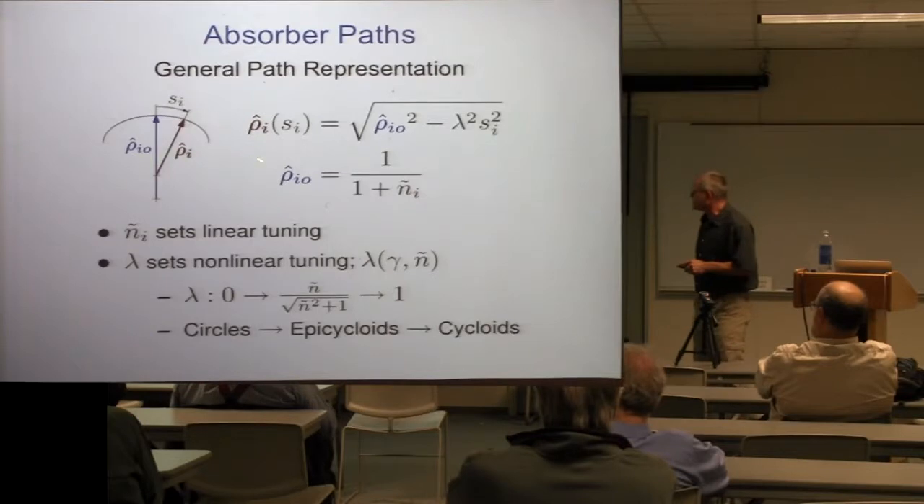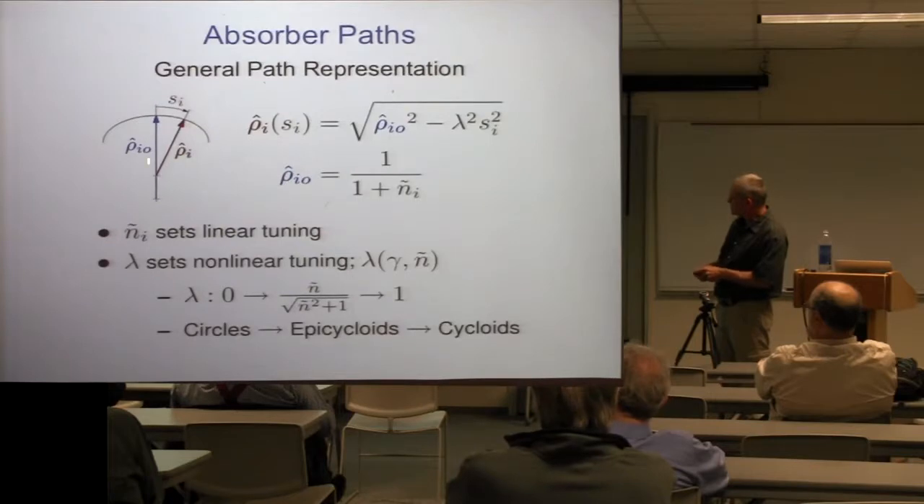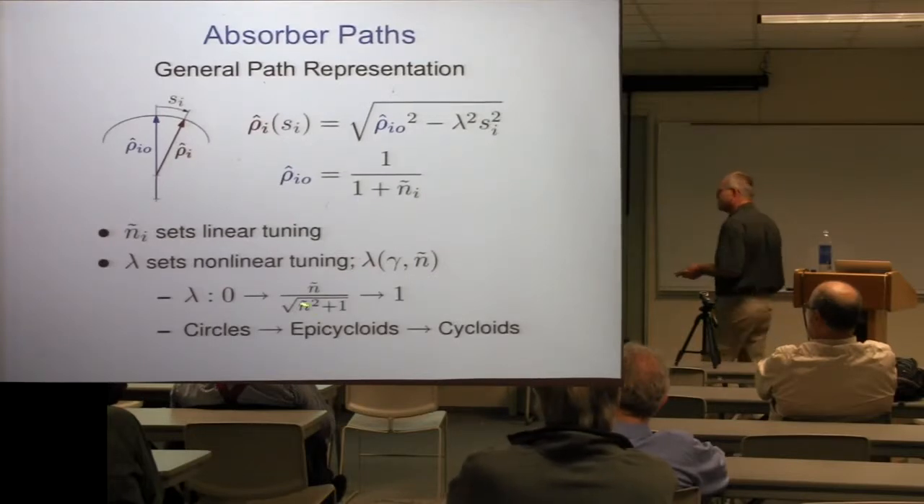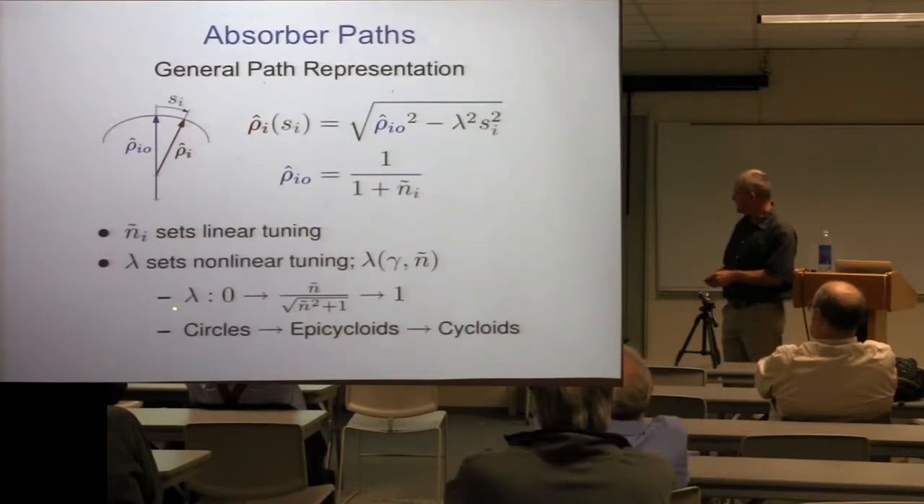But here's the path representation that's used. Essentially, you say the radius of curvature along the path as a function of s is the initial radius of curvature squared minus this lambda squared s squared. And this should have a squared on it right here, this n tilde squared, but that's the initial. So this is how you relate this curvature to the tuning order. It sets a linear tuning. The nice thing about this parameter lambda is that when it's 0, the radius of curvature is constant. That's a circle. But if lambda is not 0, it essentially gives you a family of epicycloids all the way out to when lambda is 1, you get a cycloid.